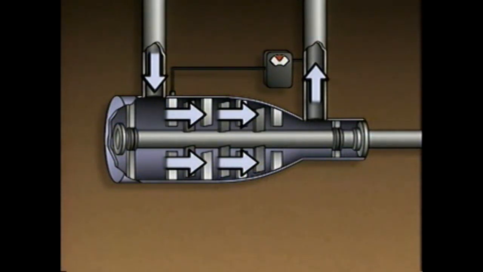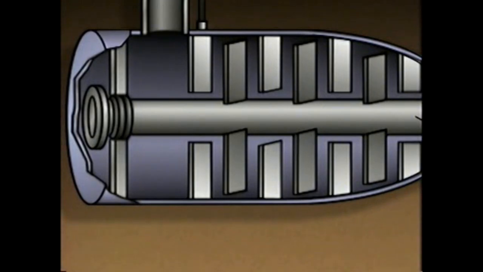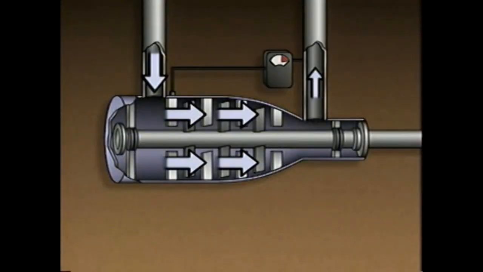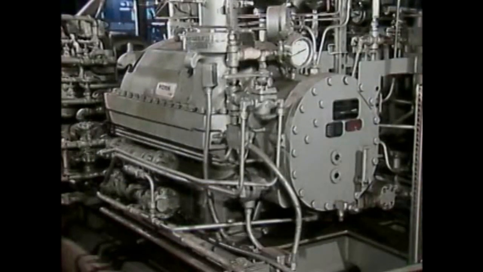On the other hand, if the demand for gas decreases, discharge pressure increases. The pressure controller responds to the increase in pressure by closing the inlet guide vanes. As a result, the flow of gas into the compressor is reduced. Less gas is compressed, and the discharge pressure returns to the desired value. So, by adjusting the flow of gas into the compressor, the control system maintains the discharge pressure of the compressor at the desired value.